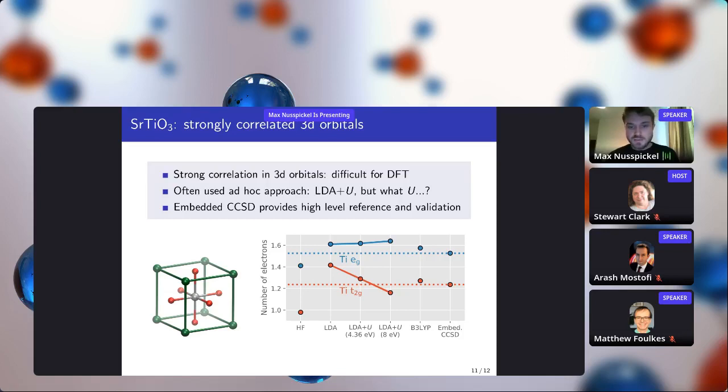Here you see LDA plus U results for different values of U. This is the value that's most often used in the literature. And you can see this gets at least the splitting much better than without using a U, but they're still slightly overestimating. And there isn't really a value of U where you match our CCSD results, but to a certain degree that's expected because this is still a crude method. But now we have a possibility to really validate these results.